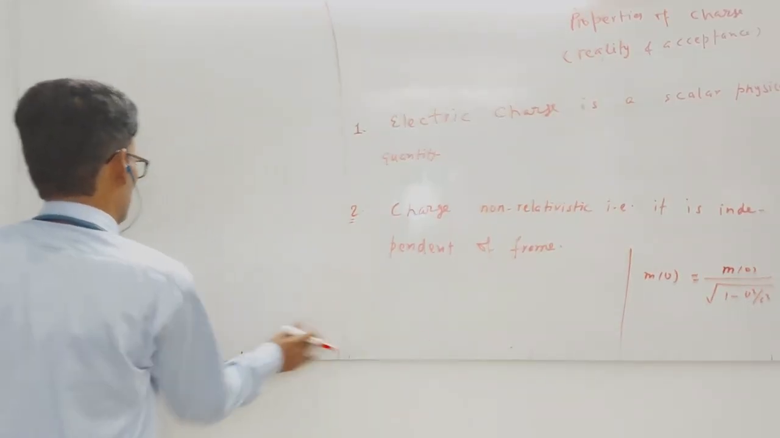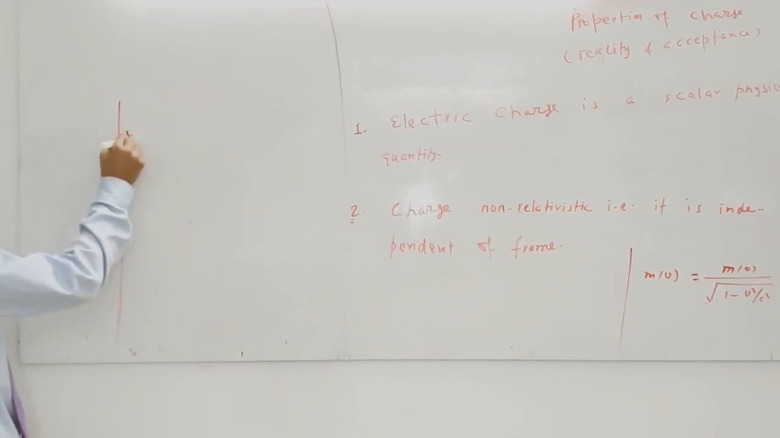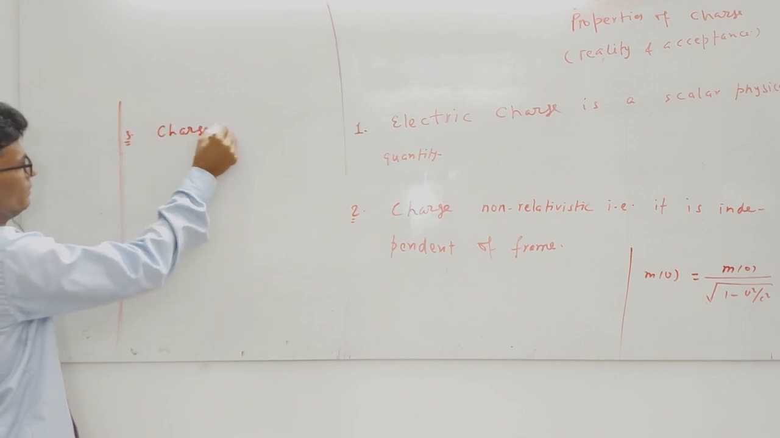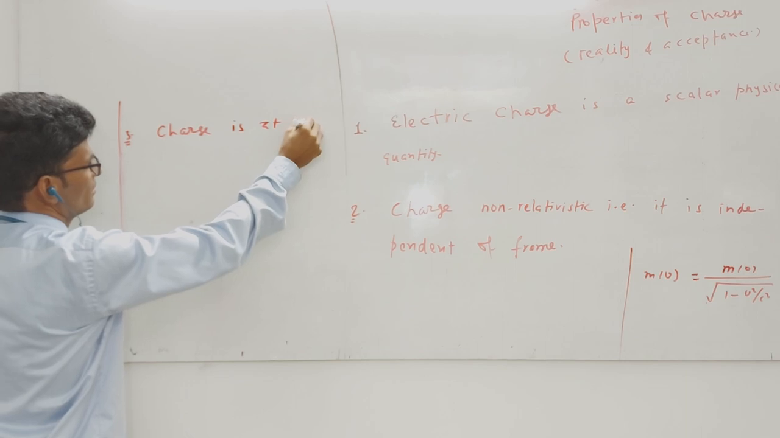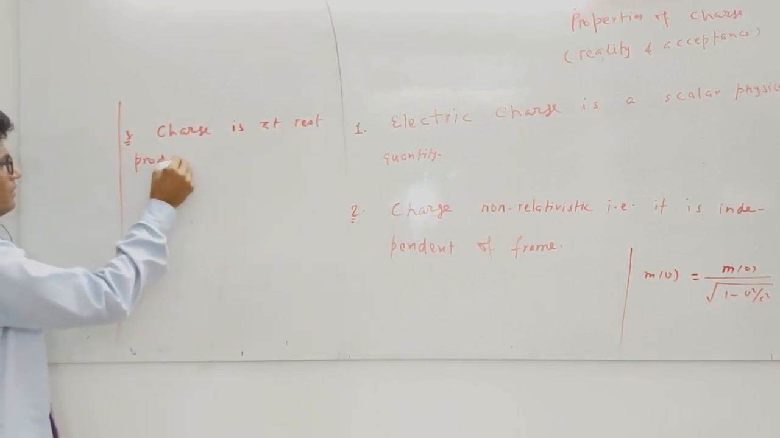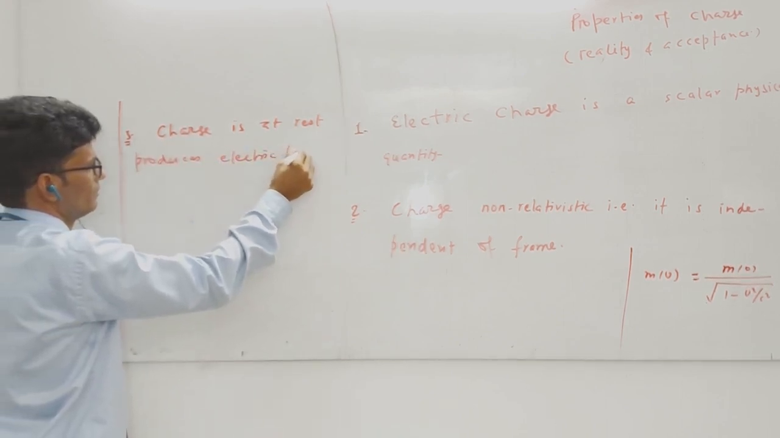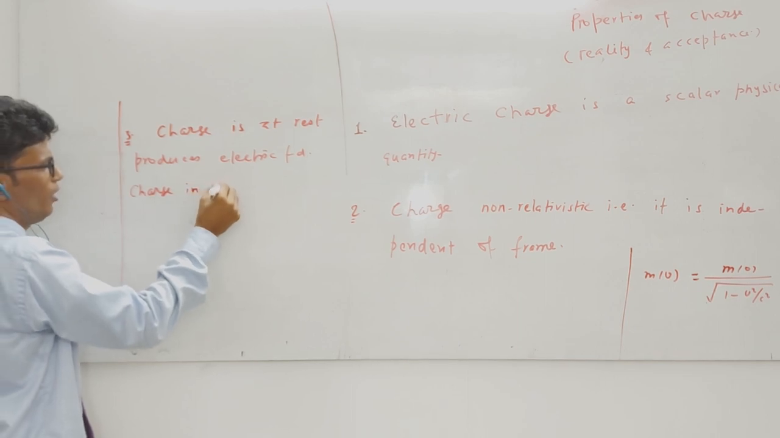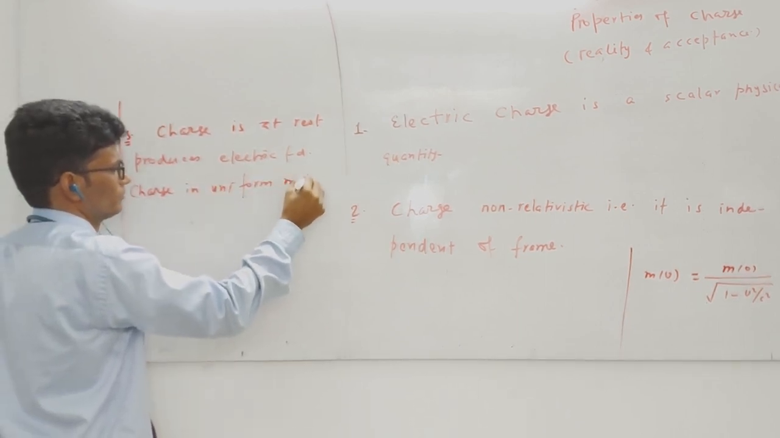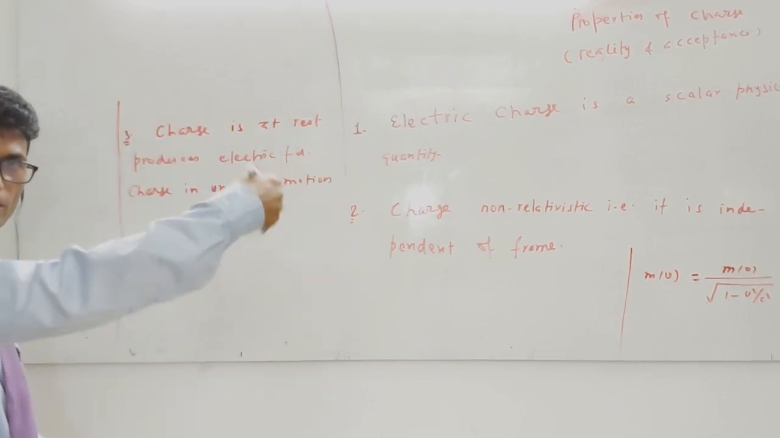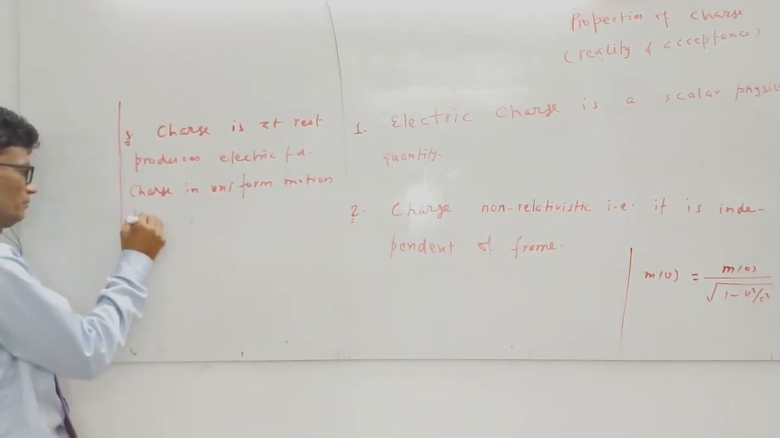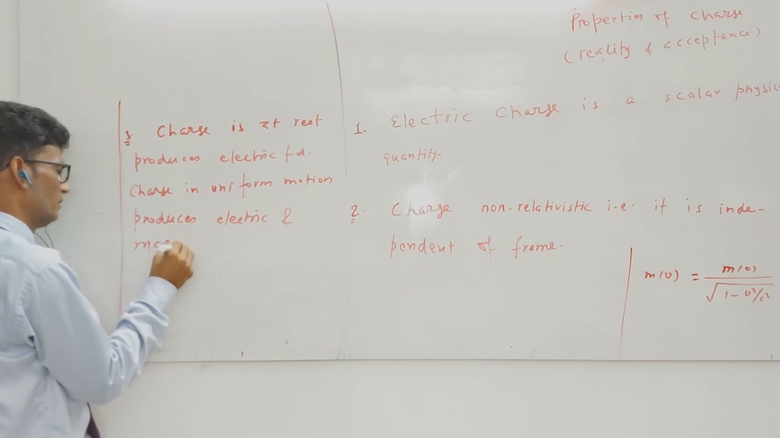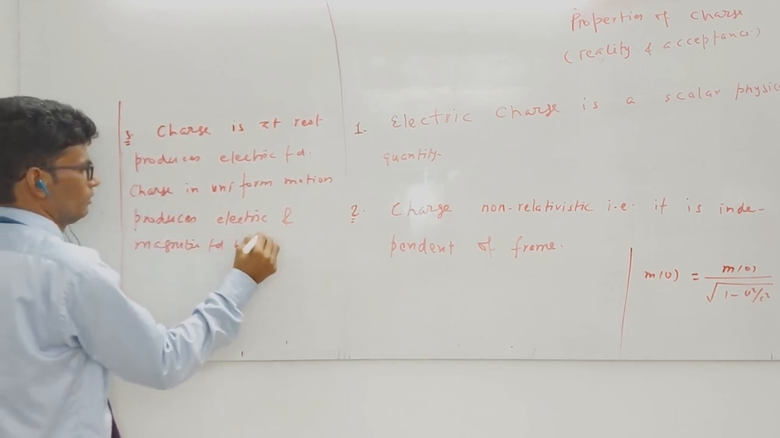The third property: a charge at rest produces an electric field. A charge in uniform motion, very interesting, you will see its effect on the magnetic field. A charge in uniform motion produces electric and magnetic field both. How? We will see later on.